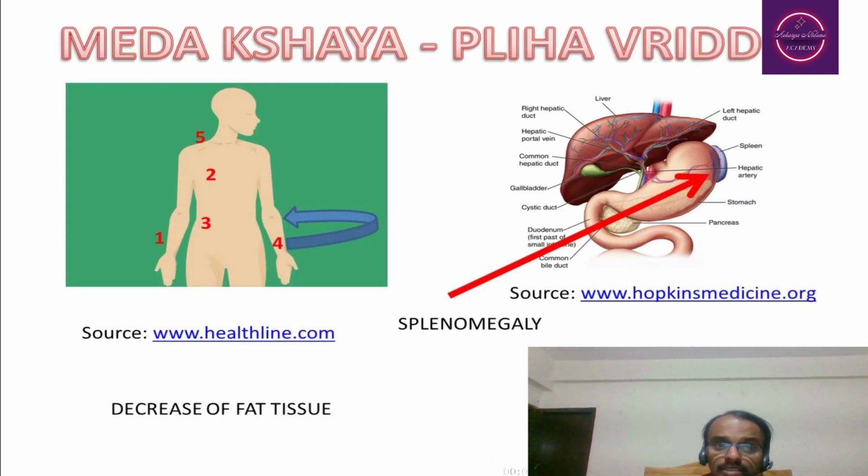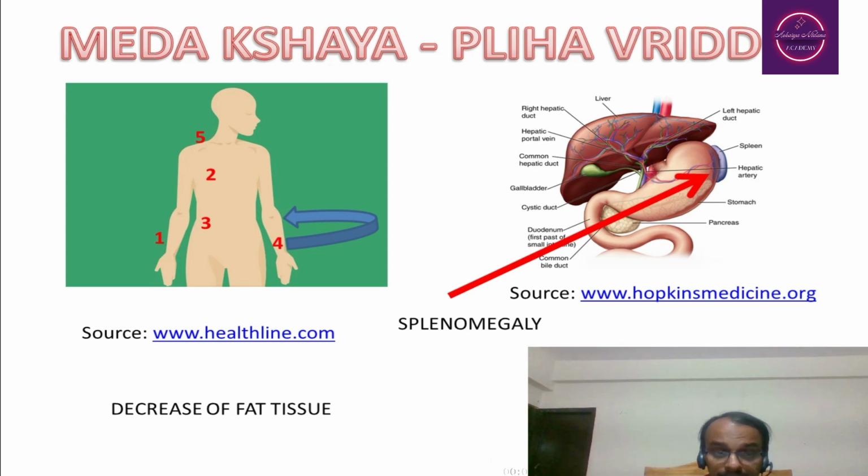First example, Medakshaya and Pliha Vriddhi. What is this Medakshaya and Pliha Vriddhi? Medakshaya means depletion of the fat or adipose tissue, and Pliha Vriddhi is the enlargement of the spleen. Is it possible to have enlargement of the spleen in a person who is having Medakshaya, the depreciation of adipose tissue in the body?